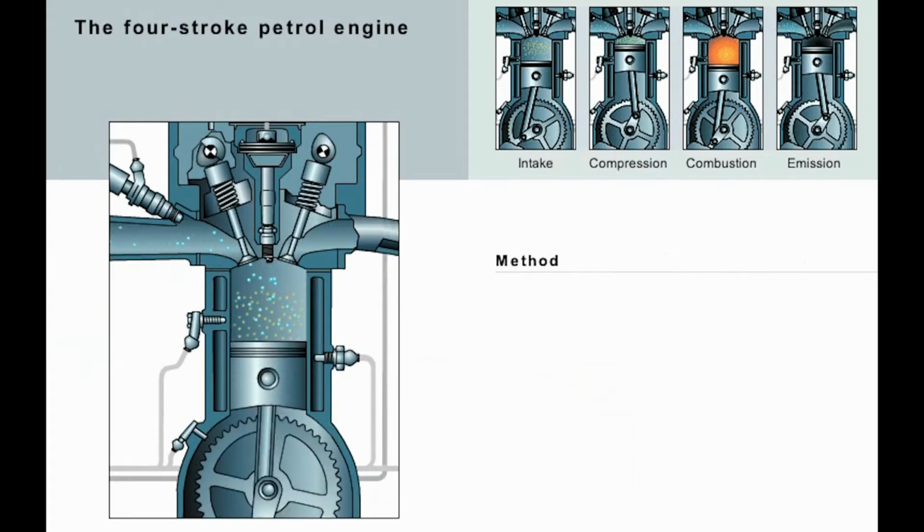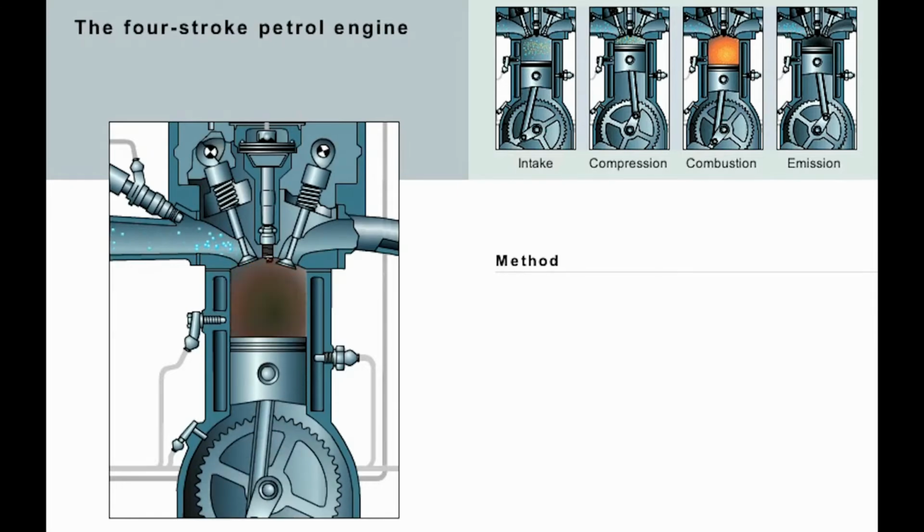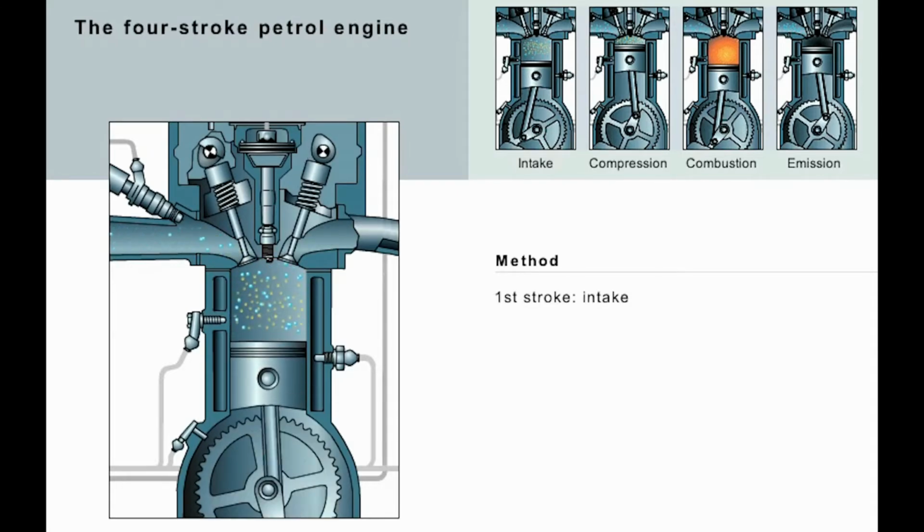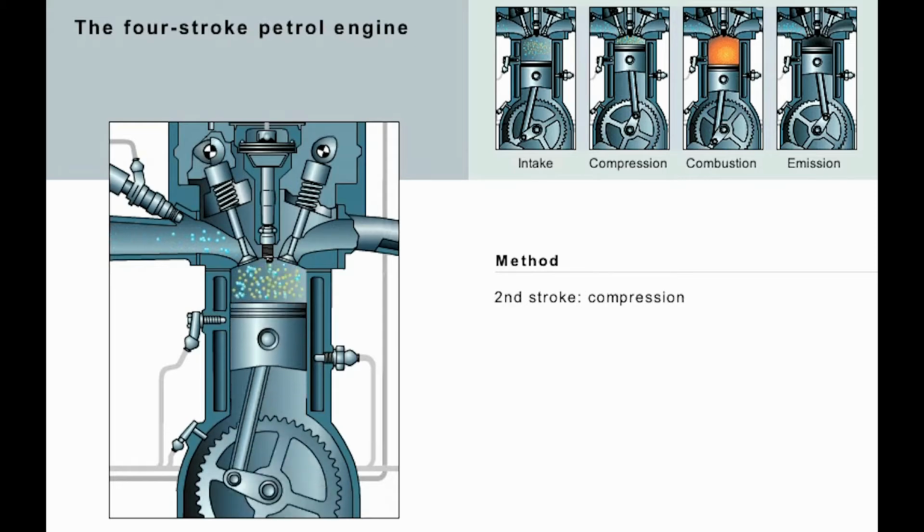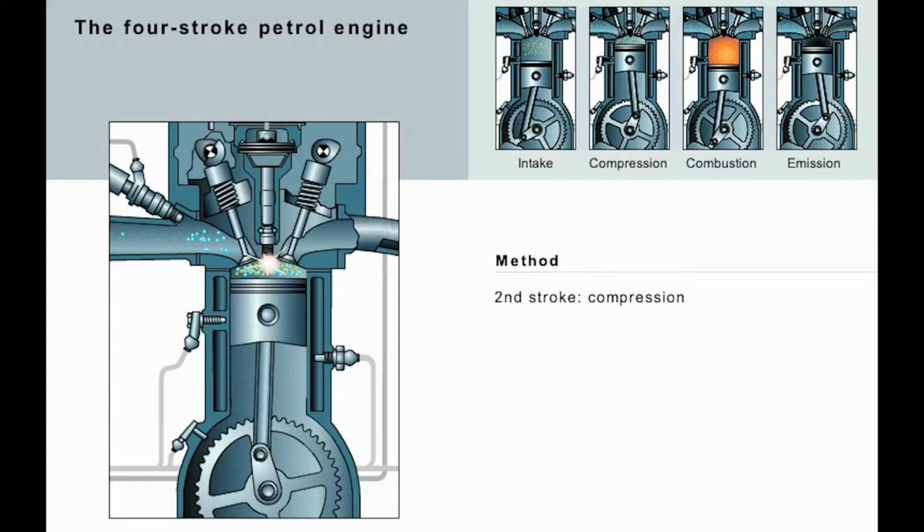The principle of the four-stroke petrol engine has not changed throughout its development. A petrol-air mixture enters the combustion chamber while the piston is moved downwards, first stroke. The mixture is compressed by the upward moving piston and is then ignited near the top dead center, second stroke.